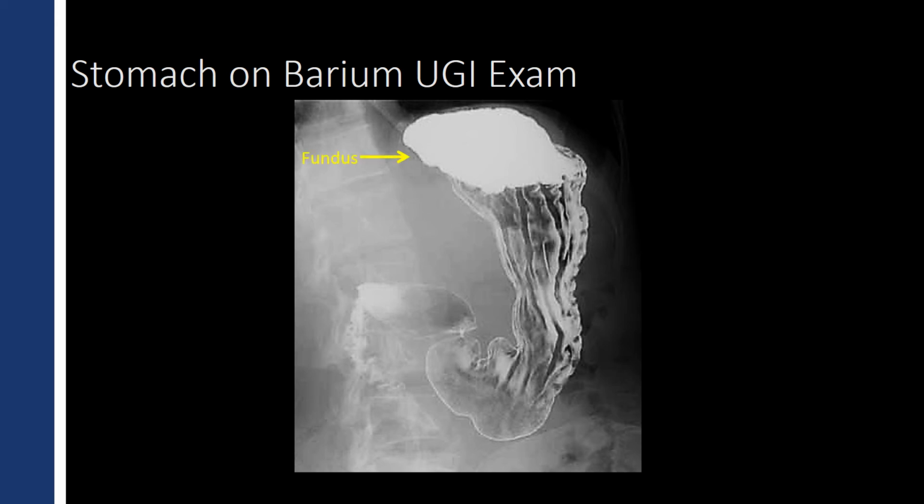So the upper portion of the stomach, above the level of the gastroesophageal junction, is the gastric fundus. Below and on the medial upper margin of the stomach is the gastric cardia. The body of the stomach is everything else until we get to this gastric antrum.